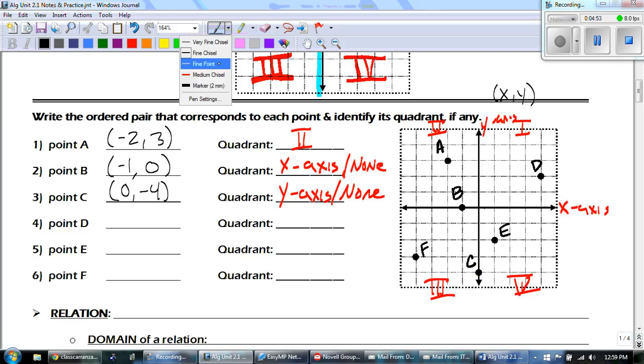Point D. Do you see what quadrant it's in? Yeah, quadrant 1. And the ordered pair to get to D is I have to go 1, 2, 3, 4. So my x is 4, and then I go up 1, 2.